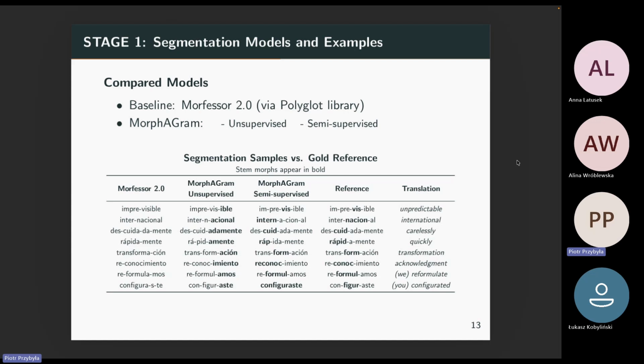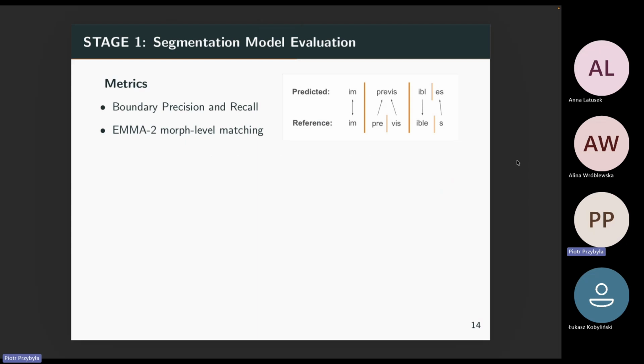The semi-supervised is better at recognizing it, but still, for international, you would like the nation to be here in the middle, nation, right? But this one takes an intern, this one has an N. So just looking manually at these results, it's kind of hard to see which one is better. So that's why we have proper evaluation. The evaluation works like this: there is a predicted splitting and there is a gold standard splitting. And then we do two things.